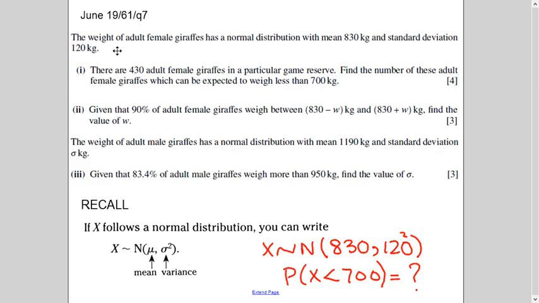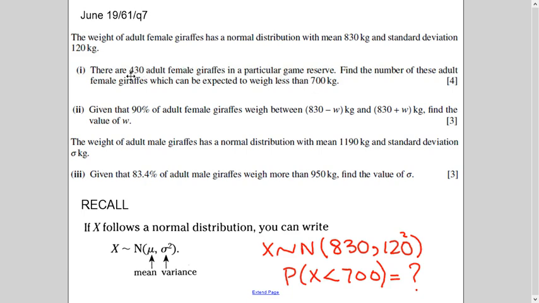This question is talking about adult female giraffe weight, normally distributed, mean 830, and standard deviation 120. We will talk about one part of the question at a time, so just focus on the first part. The mean and standard deviation are given to you, and if there are 430 adult female giraffes, you have to find the number of these female giraffes which have expected weight less than 700 kg. So only focus on this part.